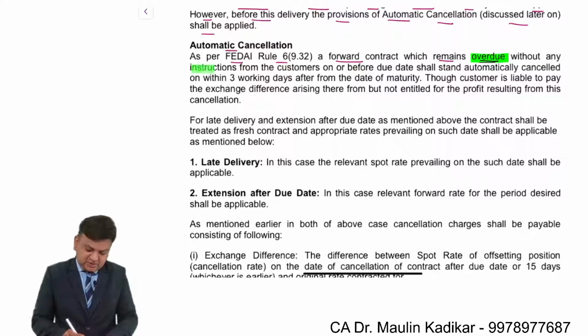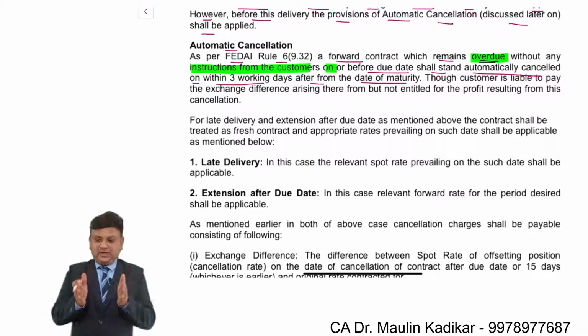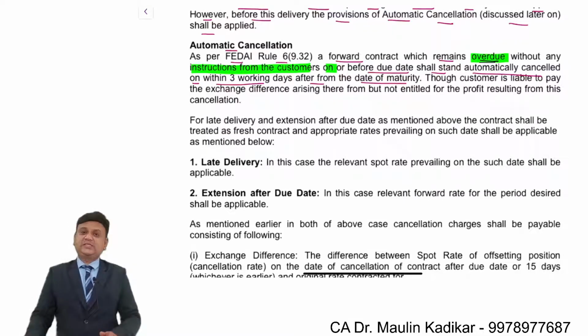Without any instruction from the customer on or before the due date, the contract shall stand automatically cancelled within 3 working days from the date of maturity. It means that for 3 days the bank will wait for the customer to come. If at all the customer does not come within 3 working days, then in that case the contract is automatically cancelled.